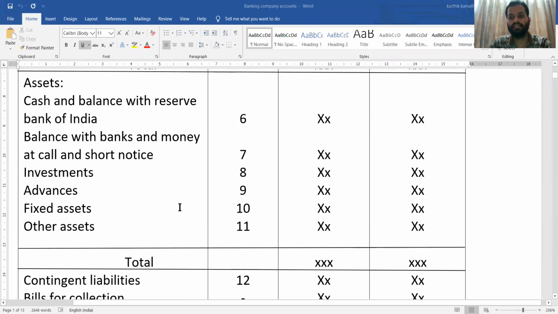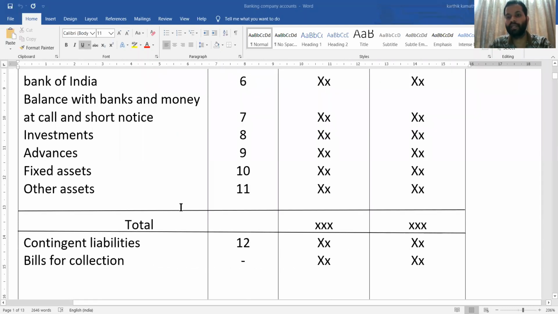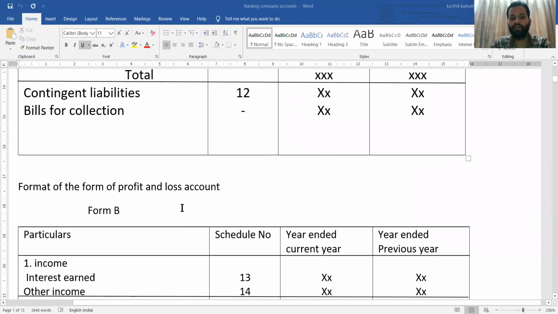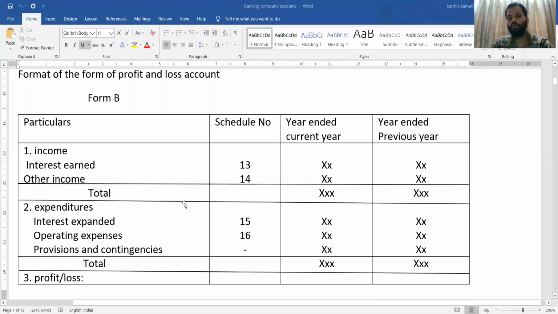After this, you need to know the schedules for the profit and loss account. If you see the format of the profit and loss account, there are basically 2 heads. First is income. Under income, schedule number 13 is interest earned, and schedule number 14 is other income. Then you will get the total receipt amount by adding both schedules, 13 as well as 14. After that, expenditure: interest expended is schedule number 15, and operating expenses is schedule number 16.